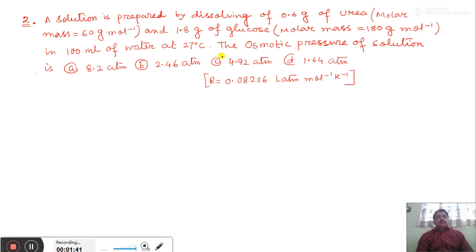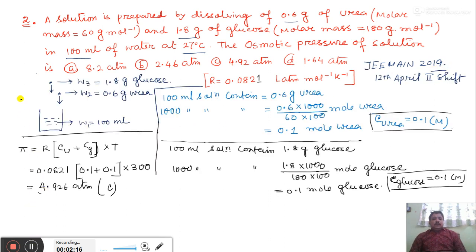My second problem: a solution is prepared by dissolving 0.6 gram of urea and 1.8 gram of glucose in 100 ml water at 27 degrees centigrade. The osmotic pressure of the solution is, there are four options. This question also came in the JEE Main exam 2019.